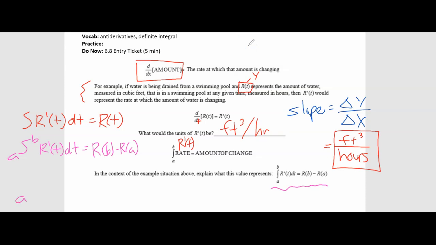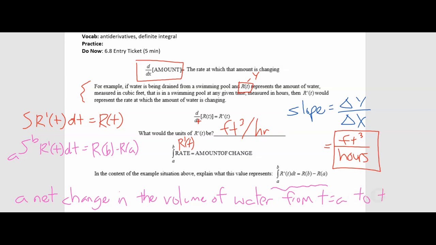That's going to give us a net change in the volume of water from t equals A to t equals B. Just like if we were talking about a velocity function, if we take the definite integral of a velocity function, it will give us a displacement of the object from time A to time B. Let's go look at a couple of different examples.